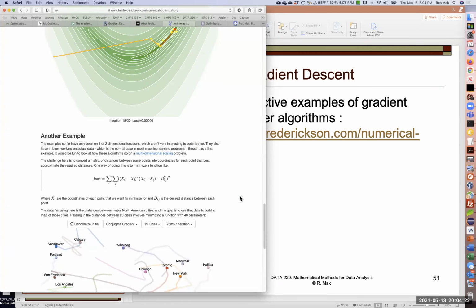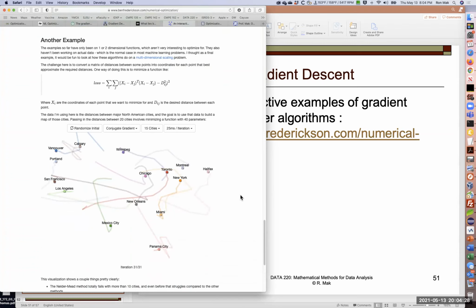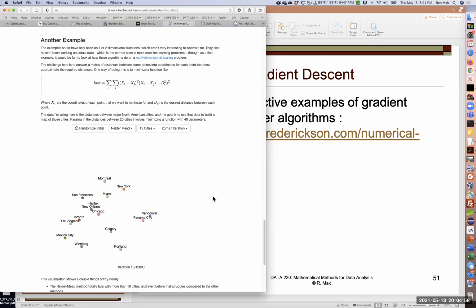This is a really fun example. Okay, so what he's got is a table of the distances between the cities. And then he randomizes the locations of these cities, and these various algorithms try to find an arrangement of these cities that will minimize the error between the predicted distances and the actual distances. Okay, so here let's use Nelder-Mead. Okay, and randomize. And it turns out Nelder-Mead is a very bad algorithm.